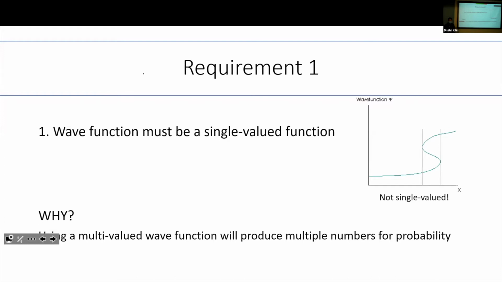Like I said, the wave function has to be single valued. Over here we have an example where the function isn't single valued. The function is on the y-axis and the x-coordinate is on the x-axis. In between those gray lines, there are multiple values, like three values for x, and that doesn't make sense, because if we're using a multi-valued wave function, then that will end up giving us multiple values for the probability density. Obviously, you can't have multiple probabilities at one point.